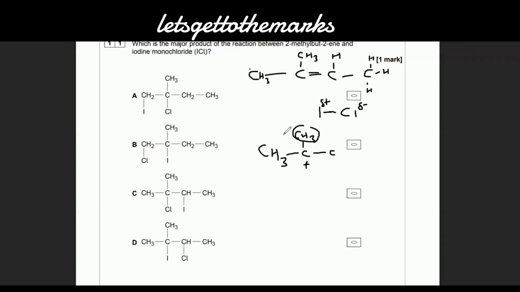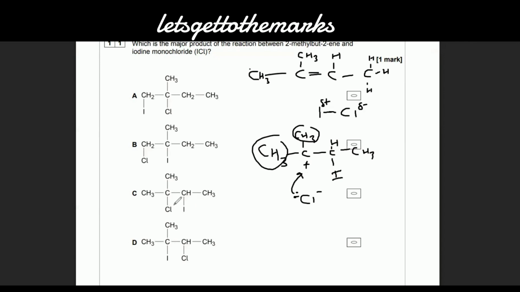Because this leaves two alkyl groups, which are electron donating, or they have an electroinductive effect. They donate electrons to the carbocation and they stabilize it. So this is the more stable carbocation. So the I is actually going to join here first and then you're going to be left with your chlorine, which is going to join there in the second phase.